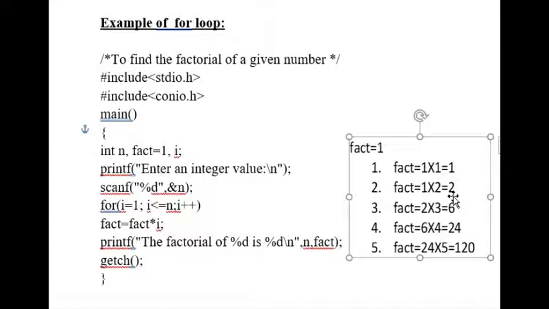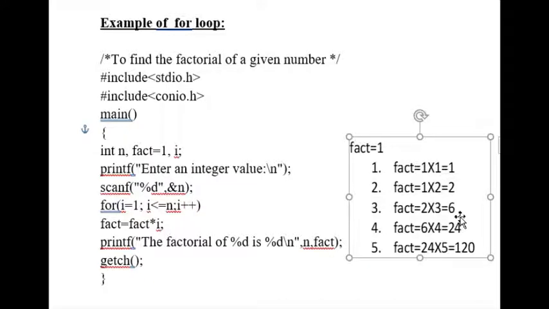Now the new value of fact is 2. Then the third iteration comes. In the third iteration, the value of I will become 3. So the previous value of fact is 2, 2 into I, that is 2 into 3 equal to 6. Now after the third iteration, the value of fact becomes 6.